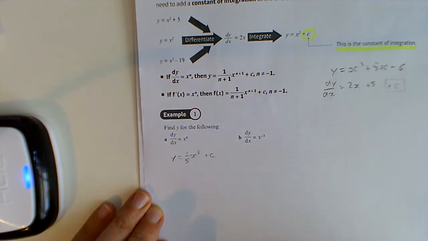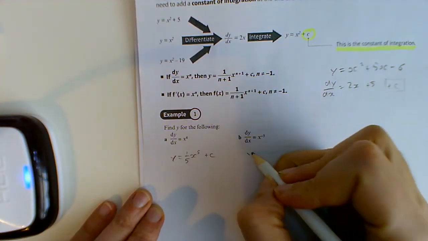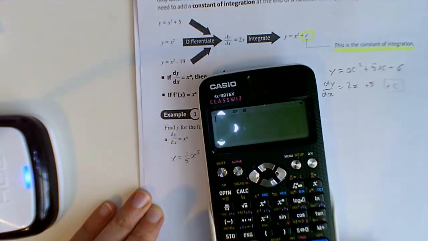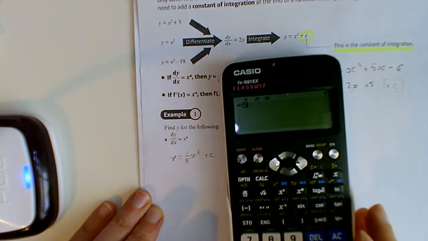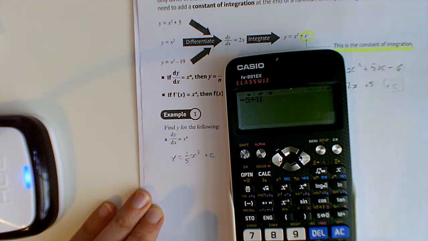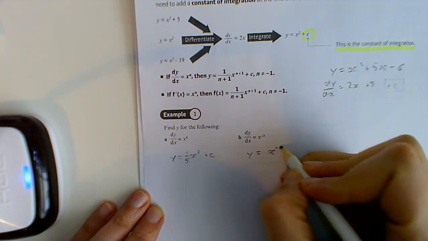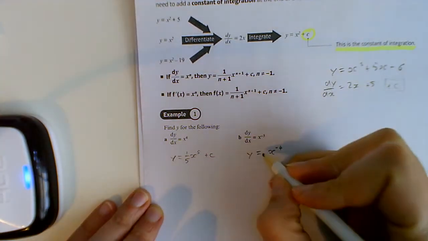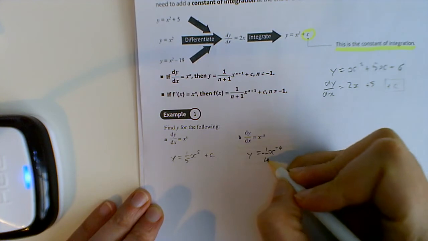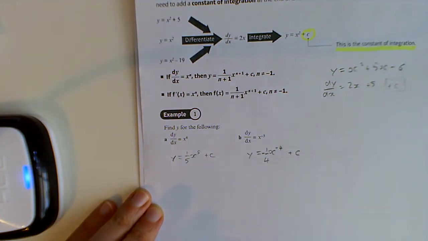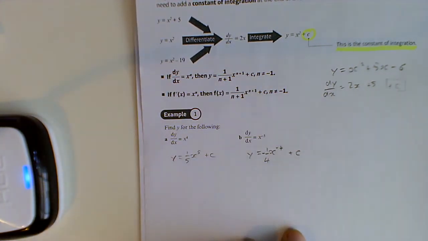Pause the video, see if you can do that one on your own. So what should have happened here was you got y equals, increase the power by 1. Remember that if we start off at minus 5, if I add 1 to that, where do I get to? I get to minus 4. So our power is going to increase to minus 4. Dividing by the new power means that will turn into minus a quarter x to the minus 4, and then plus c. Increase the power by 1, divide by the new power. That's all you're doing there.